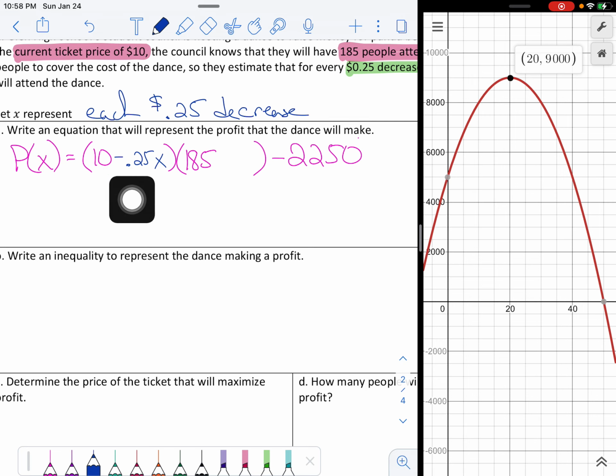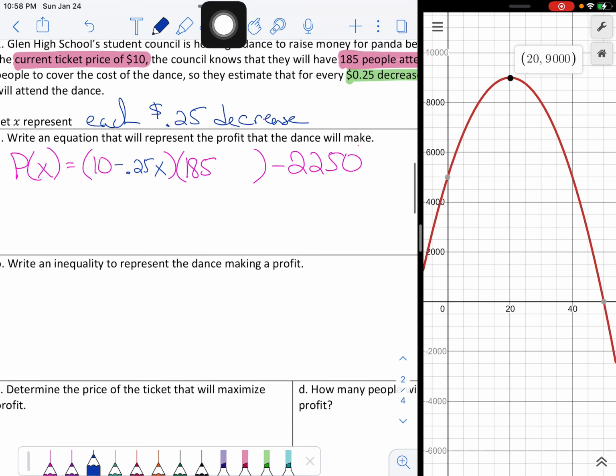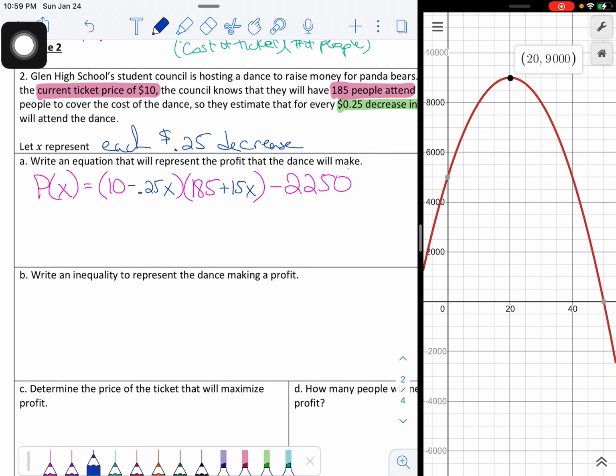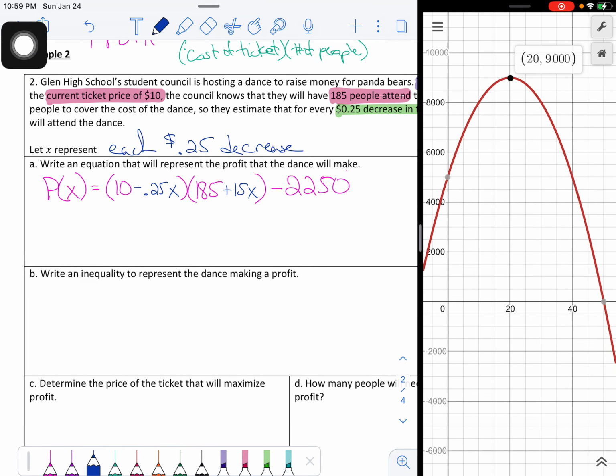So we're decreasing the cost and we're increasing the people. So plus 15x. So if we change the cost 3 times, we would take the number 15 times 3, because for each of those price changes, 15 more people are showing up. So this is the profit. All right, that's the equation that represents the profit.